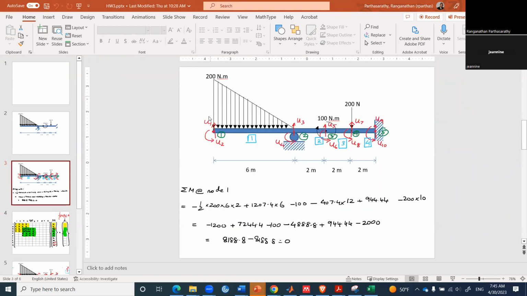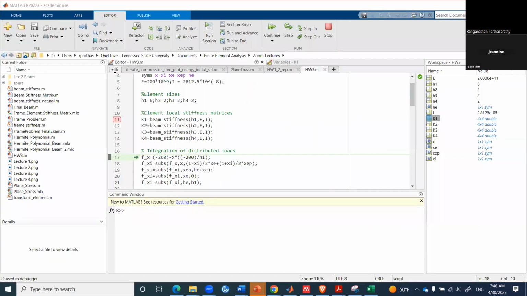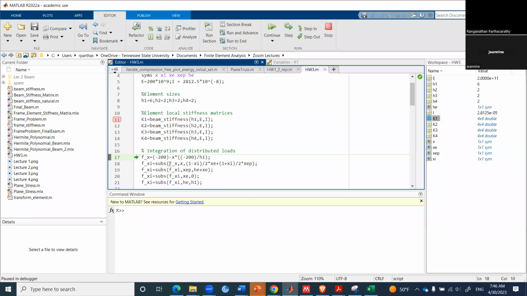Negative 200 at 0 to 0 at 6, right? Right. So that's the linear interpolation, negative 200 minus x times this by h1, 6 meter. So now in the next step, you are substituting x in terms of psi. So you change it to psi. Then you substitute xep. This is just he plus xe.